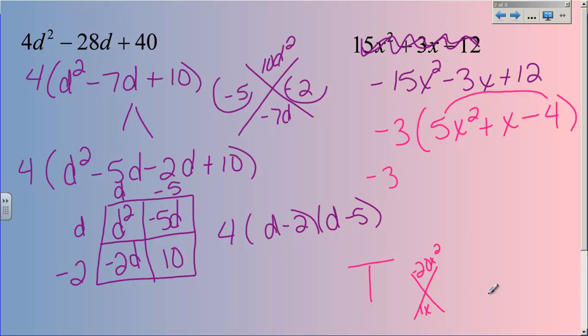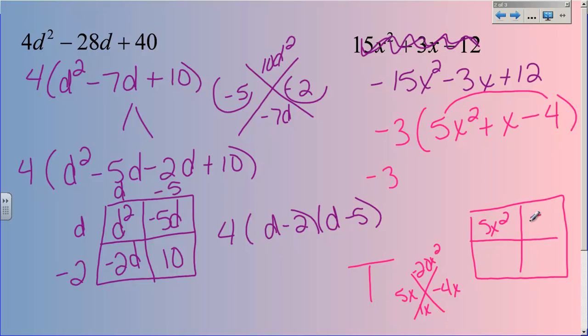And so I need factors of negative 20 that are going to add up to make positive 1. Well, 5 times 4 makes 20, and if I do 5x and negative 4x, they will add up and make a positive 1. So I'm going to do the box method again, just like I did before. So now I have 5x squared, and then I'm going to do 5x and negative 4x because that's what it's split into. And then this negative 4 is what goes here, not the 1 in my square or in my x, the negative 4 that was in my actual polynomial.